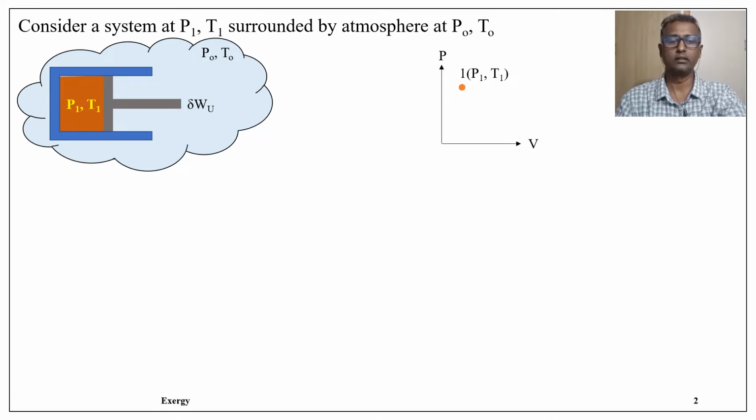Consider a system at P1, T1 surrounded by atmosphere at pressure P0, temperature T0. The initial state of the system at pressure P1 and temperature T1 is plotted on a PV diagram.